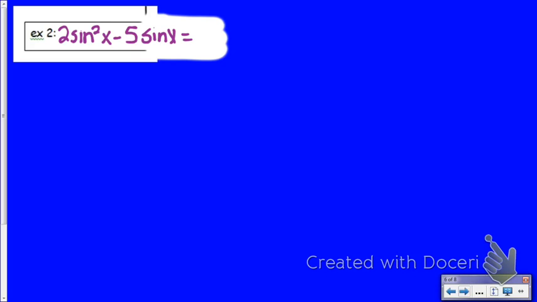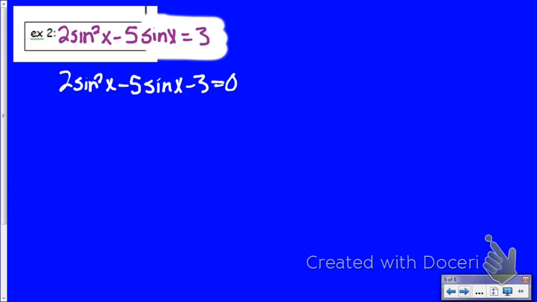is equal to 3. Now I don't want to solve this with a greatest common factor because it's not equal to 0. You can only solve by taking out a greatest common factor when it's equal to 0. So do not solve by factoring if it's not equal to 0. So we're going to make it equal to 0. I'm going to subtract 3. So I've got 2 sine squared x minus 5 sine x minus 3 equals 0.